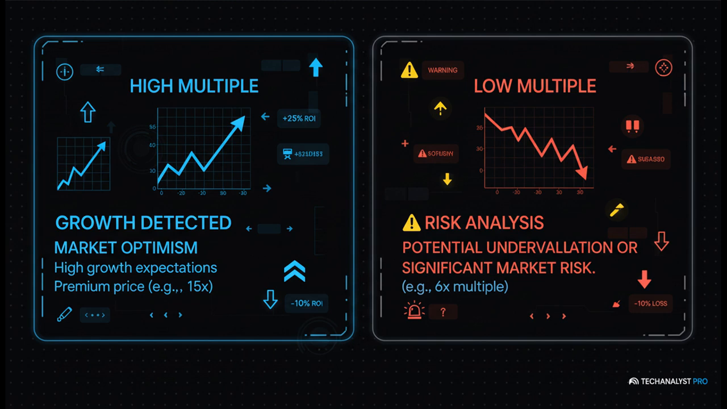On the flip side, a low multiple, maybe something like 6x, could mean the company is a hidden gem, a potential bargain. Or it could be a massive red flag that the market sees big risks ahead. You have to remember, context is everything here.